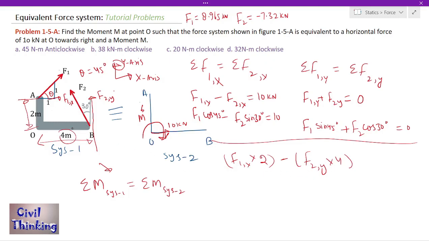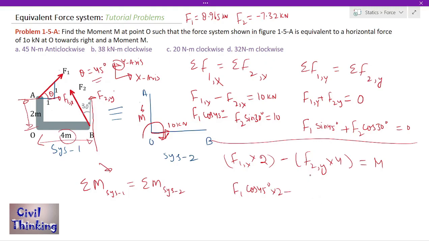Now this equation is the moment in system 1. It has to be equal to the moment at O in system 2, right? Now what is the moment at point O in system 2? It is M, right? It is in the clockwise direction, so it is positive. We had to find this M, because we had to find the moment. M is the moment. Now F1x is what? F1 cos theta, right? Now theta is 45 degrees, so it is F1 cos 45 degrees, right? As you can see, theta is 45 degrees. Multiply by 2 minus F2.